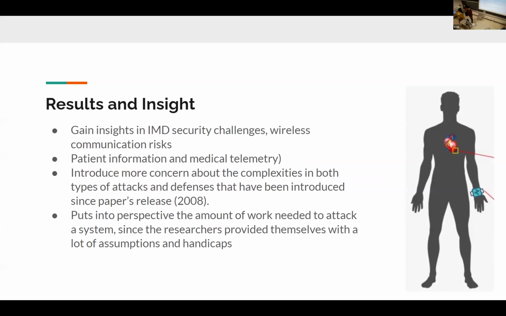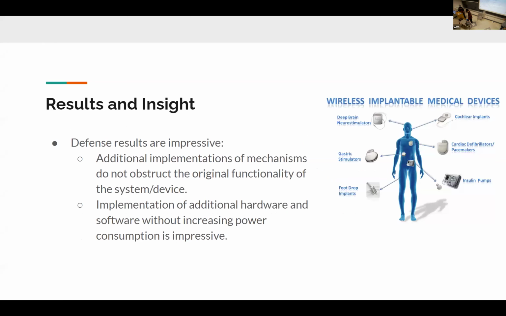So we gained some insights into the security challenges of the IMDs and wireless communication risks, about how much patient information and medical telemetry can be extracted from these tiny devices. The defense results were pretty impressive because the additional mechanisms don't obstruct the original functionality of these devices, and the additional implementation doesn't increase the original power consumption.